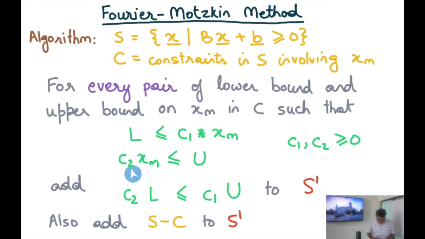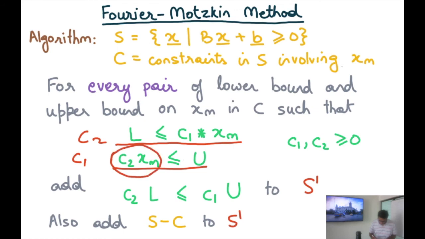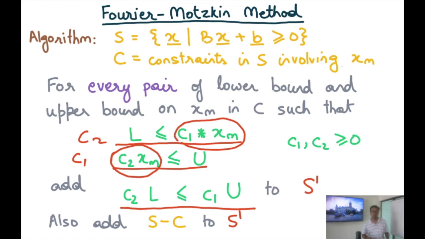Okay, so once I get all the inequations in C in this form, I look at every pair of such inequations and add C2L is less than or equal to C1U. Mathematically this is very easy to see. If I multiply this inequation with C2 and this inequation with C1, then I get C1 C2 xm here and C1 C2 xm there, so I have two inequations: C2L is less than or equal to C1 C2 xm, and C1 C2 xm is less than or equal to C1U. From that I can infer that C2L is less than or equal to C1U.